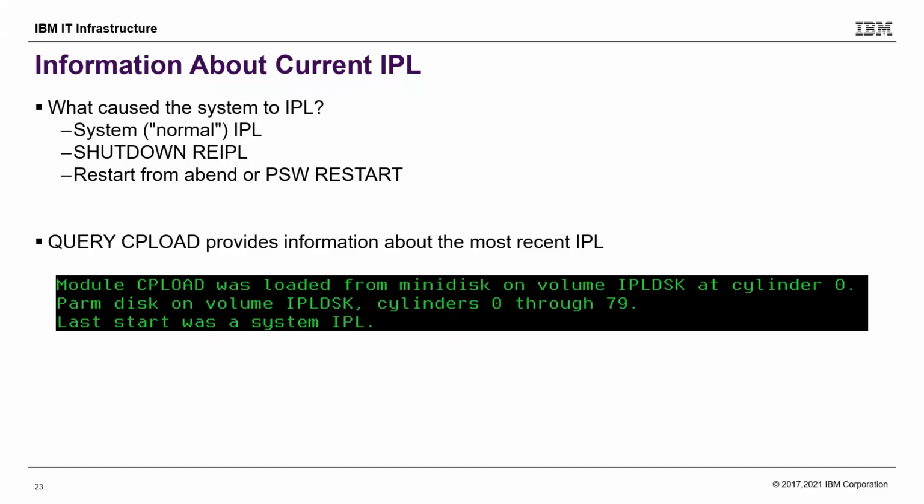There's a query CP load command that will give you the information about the most recent IPL. So it'll tell you what module was loaded, where it came from, as well as how the IPL was done. So was it, again, a system IPL, a shutdown? Was it a restart or something like that? Good information to collect and know after an IPL.